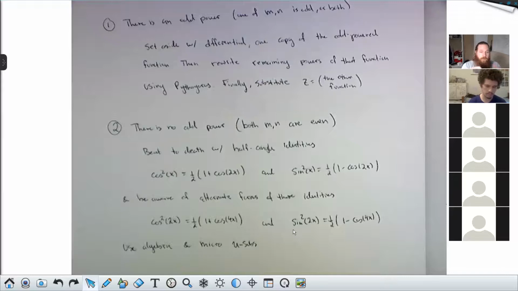If you're in the bad luck case where neither power is odd, then you just beat the things to death with these identities. You just use these identities again and again and again until you've gotten rid of all the powers. Once all the powers are gone, you can finish the problem using those little micro u-subs. Not too bad, right?